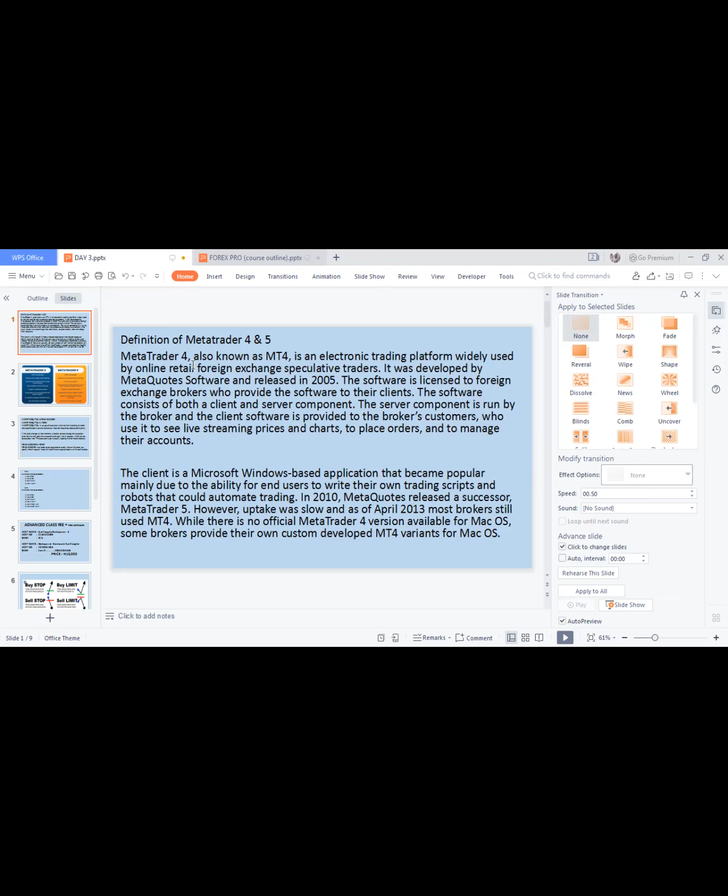Somebody will probably ask, what is the difference between Metatrader 4 and Metatrader 5? Metatrader 5 and Metatrader 4 is just like Windows 10 and Windows 7. Most people don't use Windows 7, but some people like Windows 10. Are you with me? So that's exactly how Metatrader 4 and Metatrader 5 seem to be.